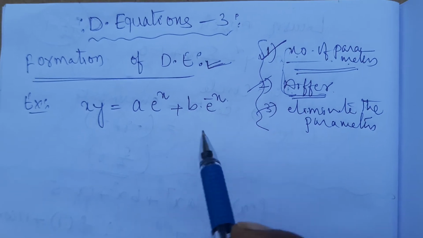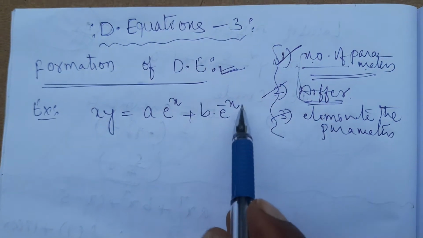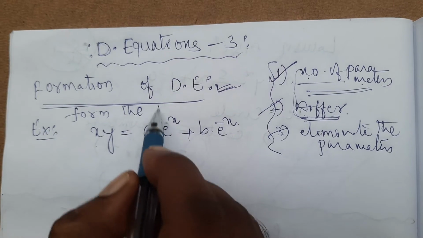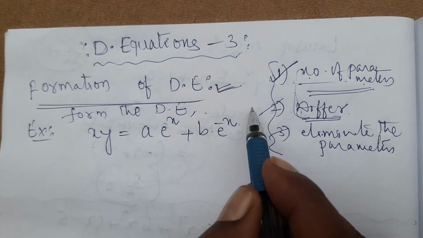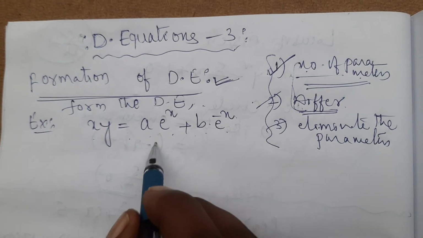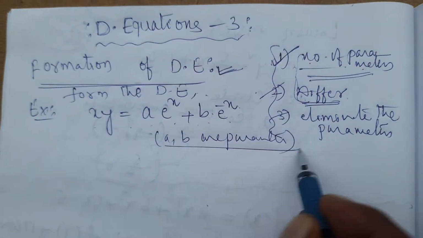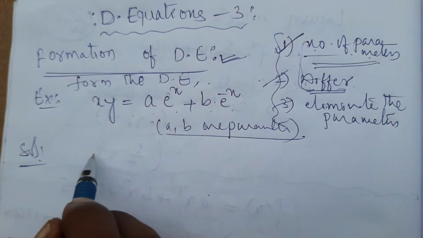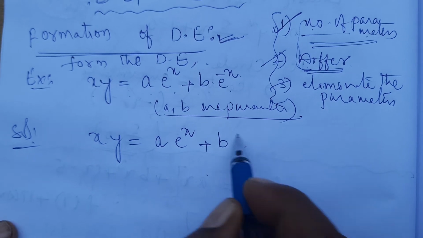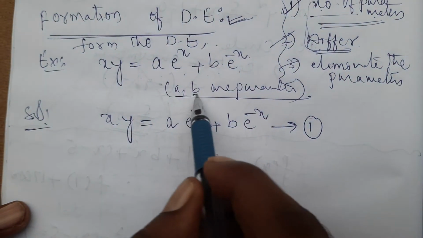Now, one example I will give. They will give it like this: form the differential equation corresponding to the curve xy equals a into e power x plus b into e power minus x, where a, b are parameters. Now listen. In this equation, xy equals a e^x plus b e^(-x), this is the first equation. Here a, b are the parameters they have given you.